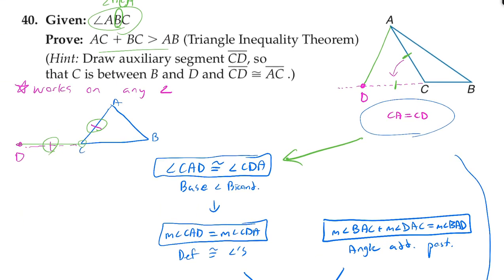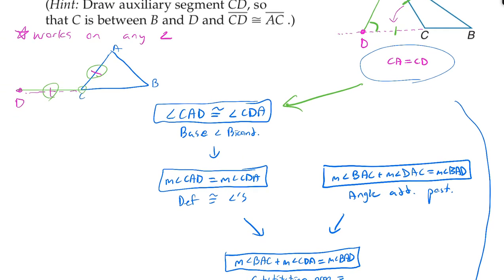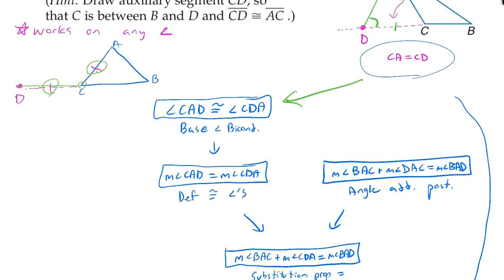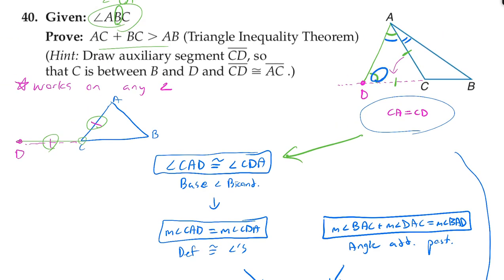But then since we have these two angles that are the same, and we just said that this piece plus this piece add up to the whole, we can just substitute out this angle for its equivalent angle here. Okay, so we substitute that out, and now we have BAC. So we have this angle plus this angle adds up to the whole angle.